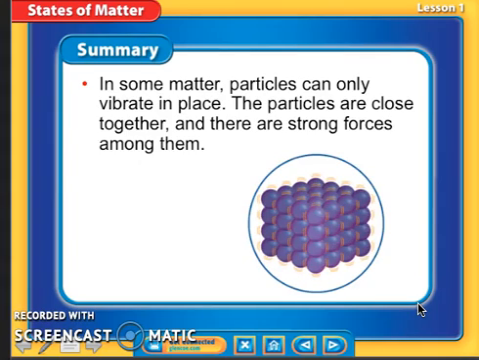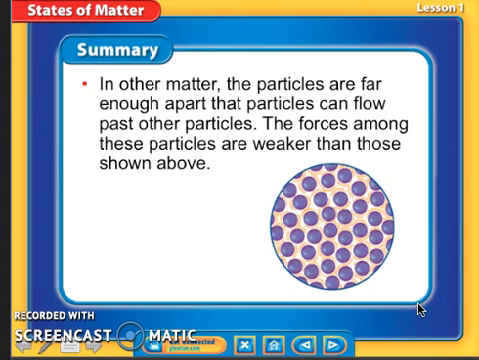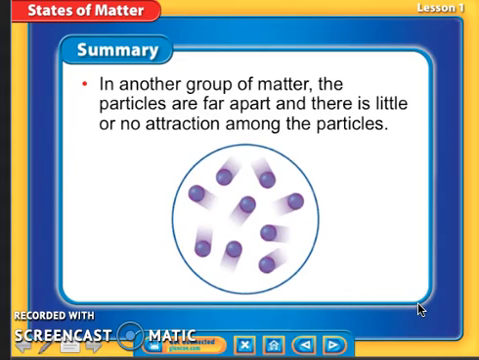In some matter, particles can only vibrate in place. The particles are close together and there are strong forces among them. In other matter, the particles are far enough apart that the particles can flow past other particles. So think about what kind of molecules these are. The forces among these particles are weaker than those that were shown before. Now, in another group of matter, particles are far apart and there's little to no attraction among the particles. So again, we just reviewed the difference between solids, liquids, and gases.